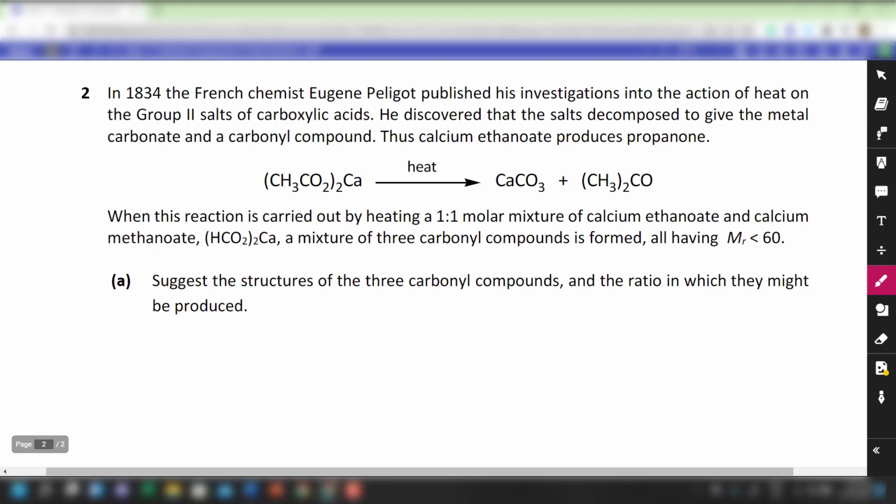For question 2, you were told that in 1834, the French chemist Eugene Peligot published his investigation into the action of heat on group 2 salts of carboxylic acids. He noticed that the salt decomposed to give the metal carbonate and carbonyl compounds. So this is some form of thermal decomposition.